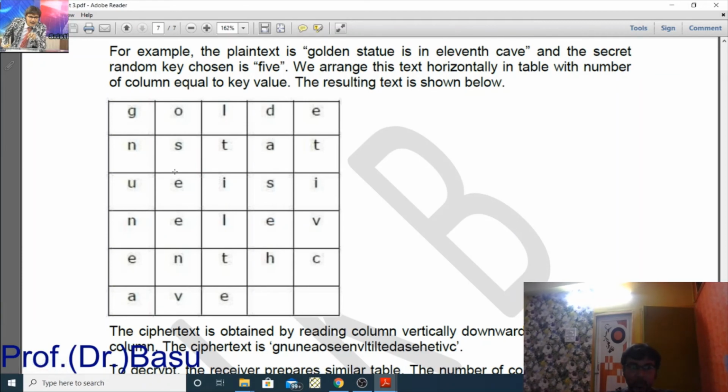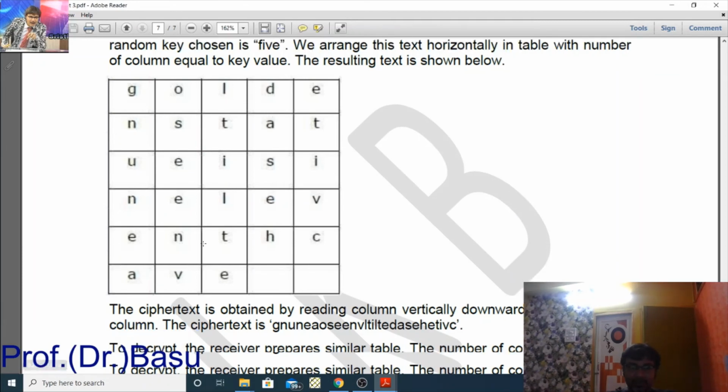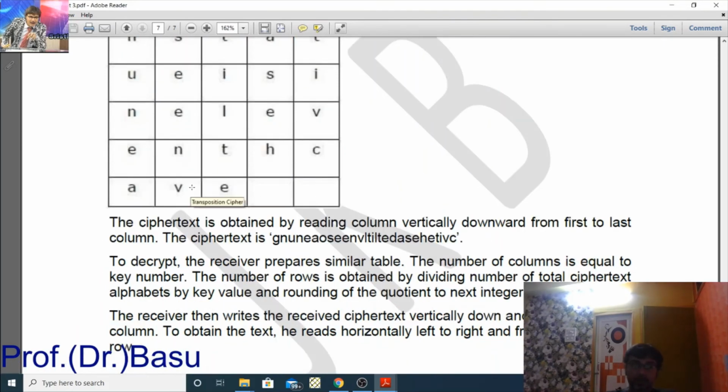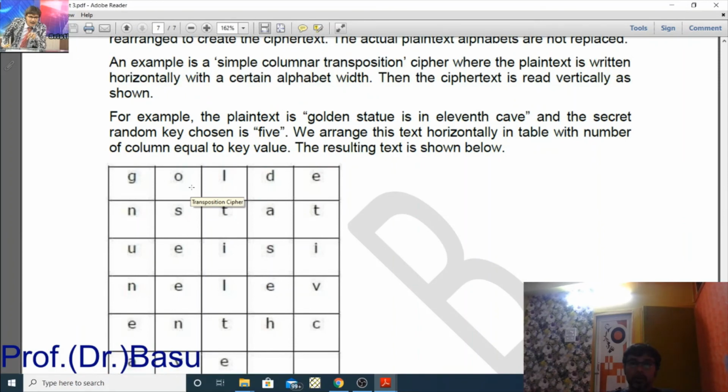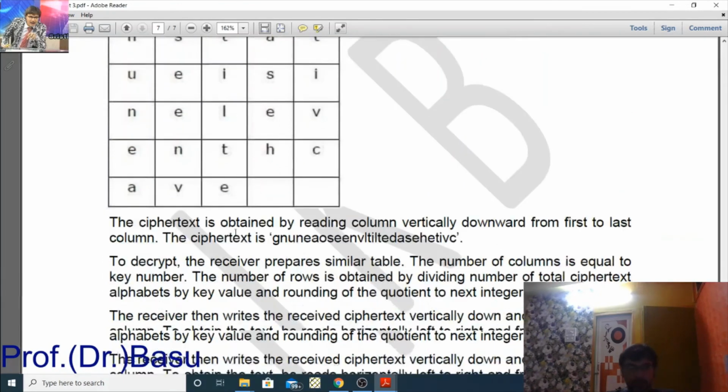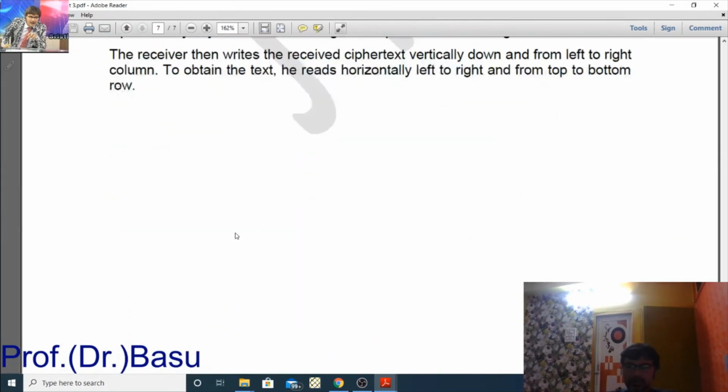GNUNEA, then OSEENV. This is here GNUNEA OS. So the column-wise elements means we pick up the elements maintaining the column technique. So this will be our resulting cipher text. We don't have to skip any resultant element in this system. Yes, so this is also very easy.